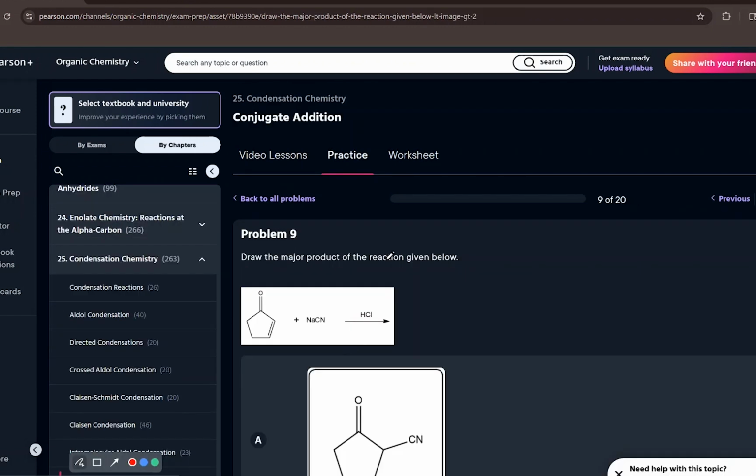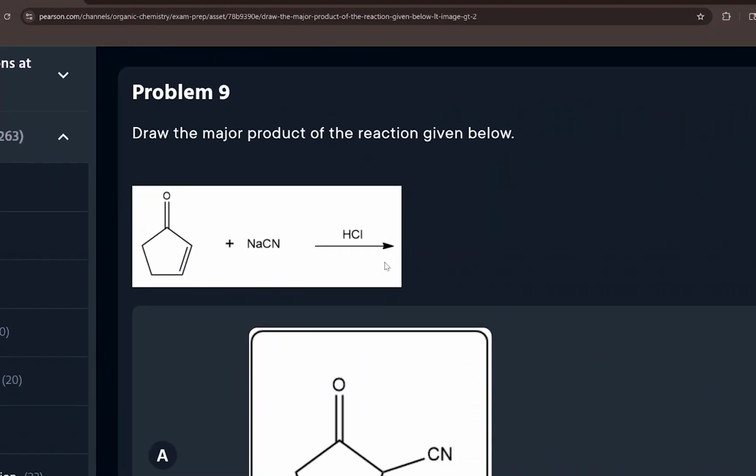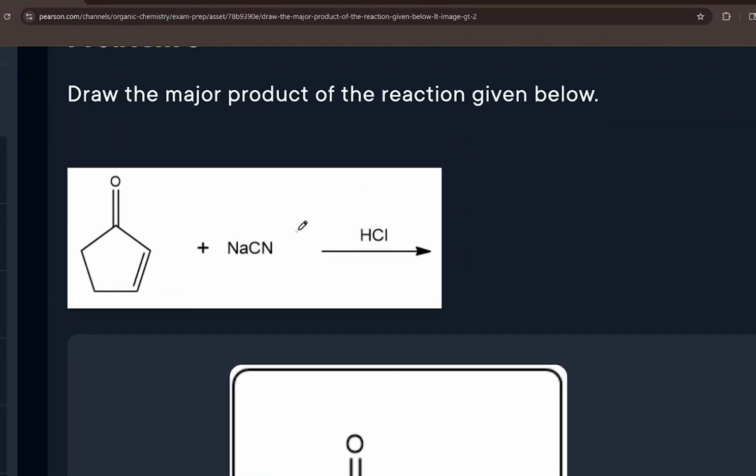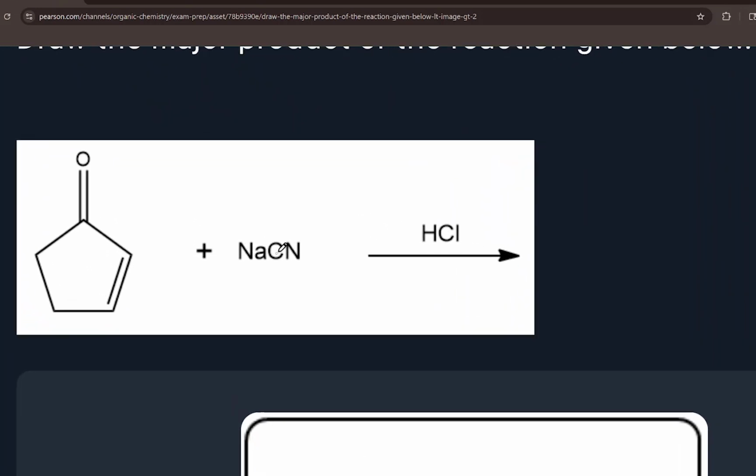Okay, moving on to our next problem. Our last problem was a Diels-Alder reaction, and this one is a 1,4 addition reaction. So we're a little different. And as I zoom in here, my eyes are immediately drawn to the NaCN, and we know that Na is a spectator ion. So we'll go ahead and give our CN a negative. We also see that this is done in an acidic environment.